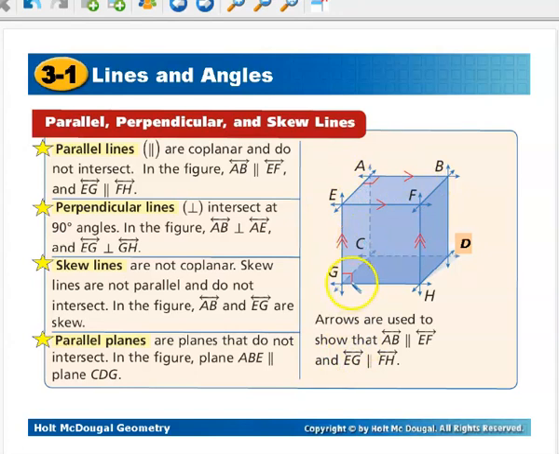And going on to an example of parallel planes, let's go back and just look at the top, right? Sorry, the top and the bottom. Plane ABF is parallel to plane CDH. This top plane right here, I'll mark it in here, is parallel to this plane at the bottom.